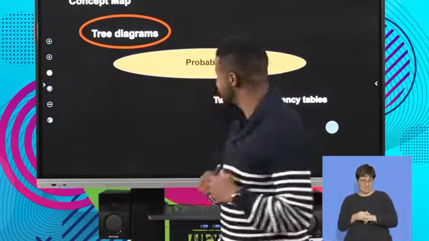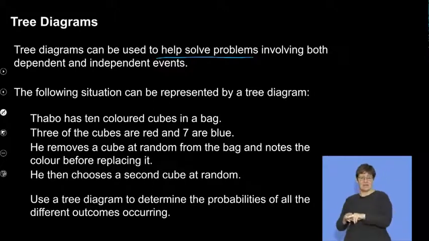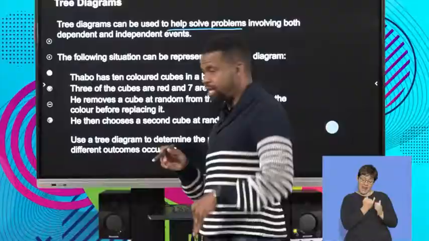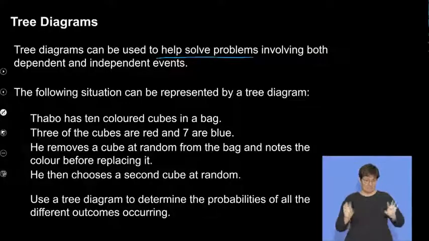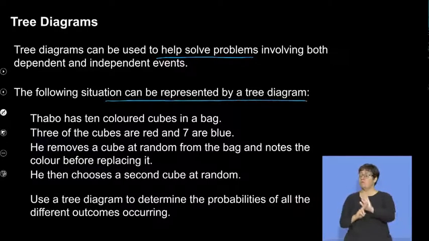Okay, fantastic. A tree diagram can be used to help solve problems involving both dependent and independent events. That's very important. It can solve independent and dependent events. So the following situation can be represented by a tree diagram. Let's read carefully.